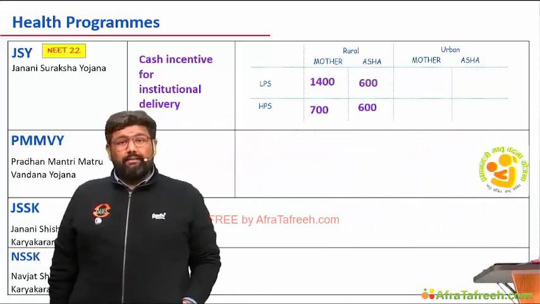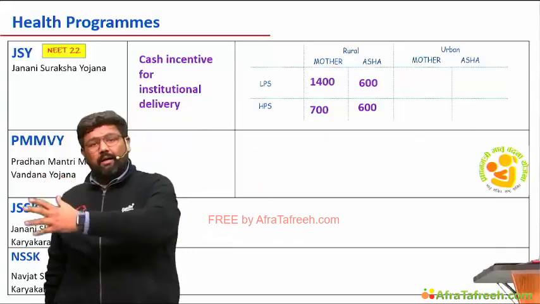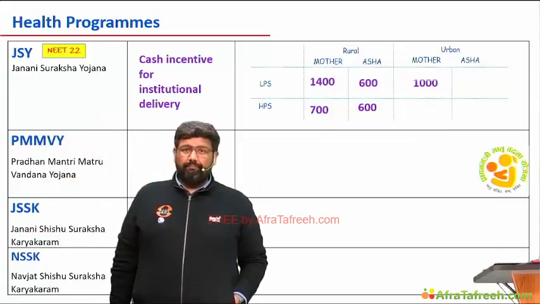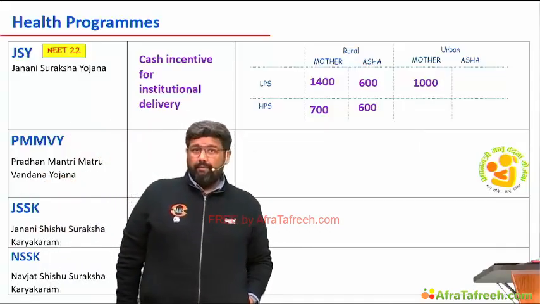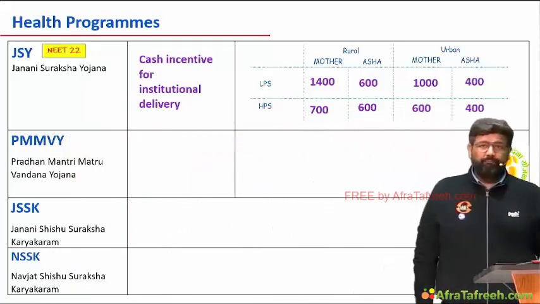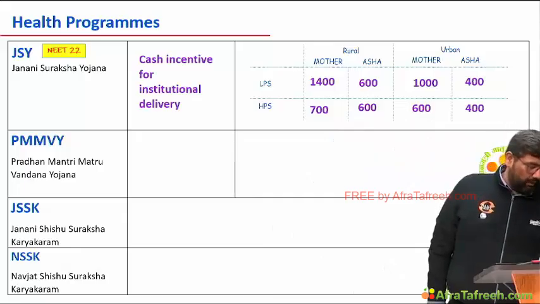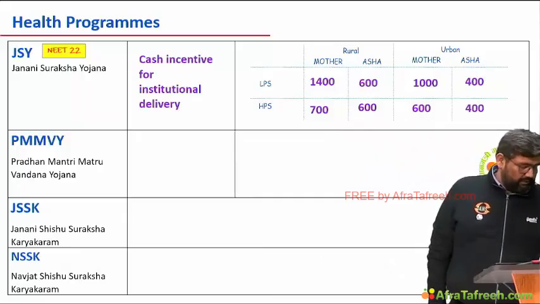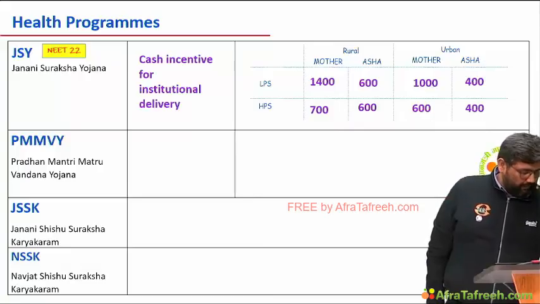Asha also gets the money because Asha accompanies that lady, 600. In urban, low performing 1000, 600 for high performing. Here Asha gets 400, right?